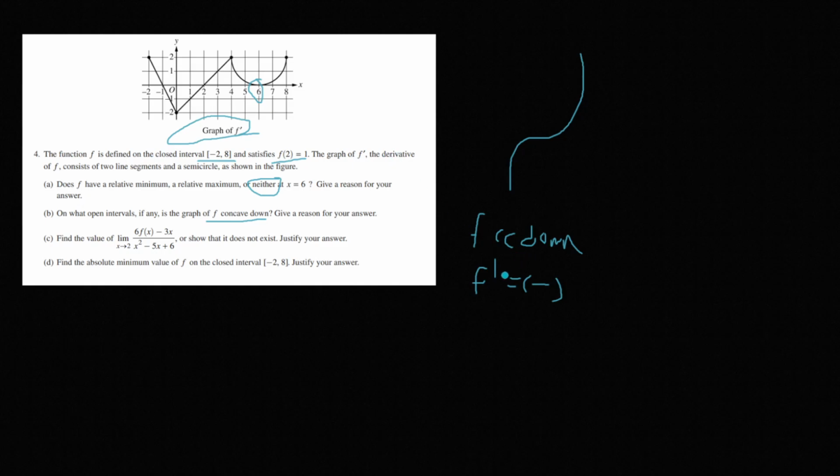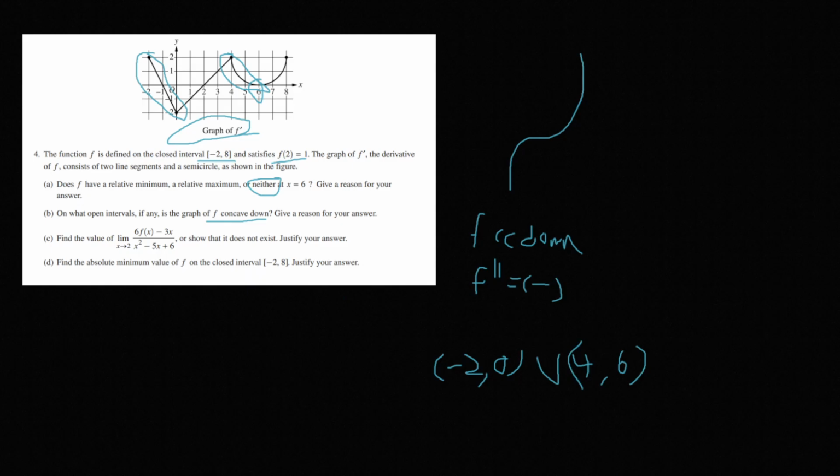when is f prime decreasing? F double prime is negative. So when is this decreasing? This is decreasing on this interval, and it's decreasing on this interval. So this is going to be negative 2 to 0, union 4 to 6. All right, awesome.